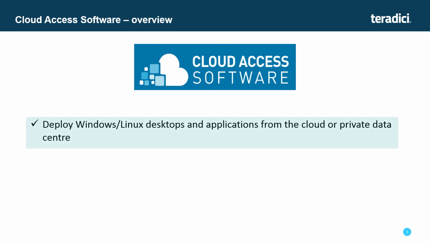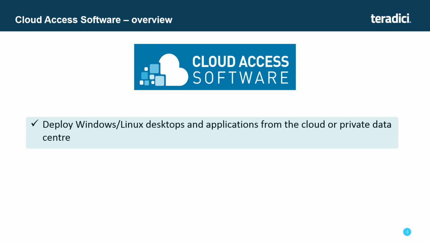Cloud Access Software enables users to connect to their remote workstations via PCoIP, whether their workstation is located in the public cloud or private data center. Cloud Access Software is available for both Windows and Linux. Specifically, it supports Ubuntu and Red Hat Enterprise Linux.